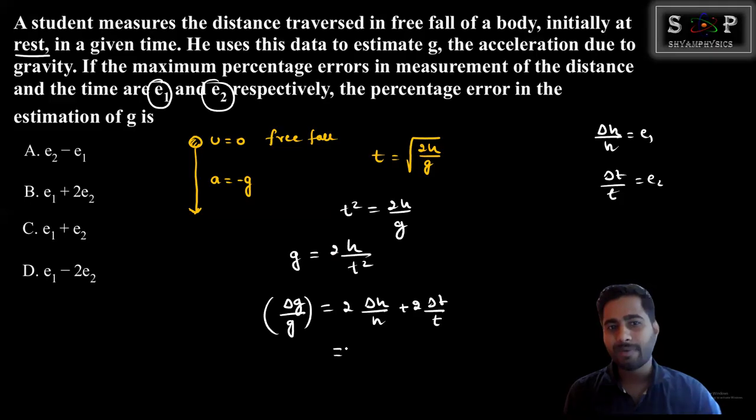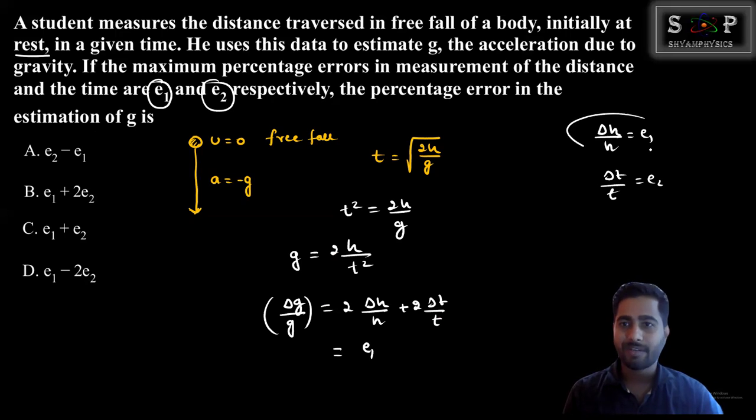What is delta h by h? Basically, delta h by h is e1, as given here. And 2 times delta t by t is nothing but e2. So e1 plus 2e2, option B.